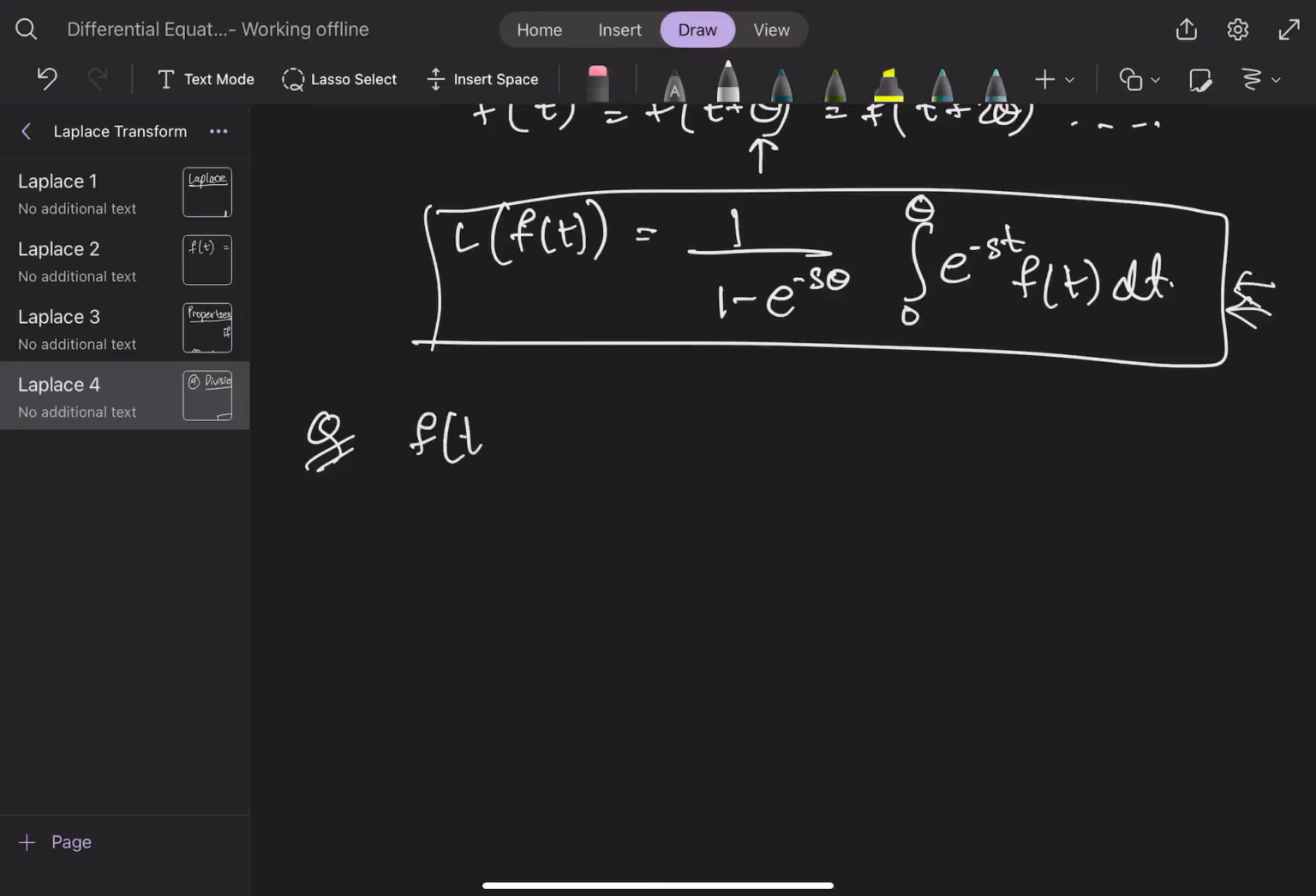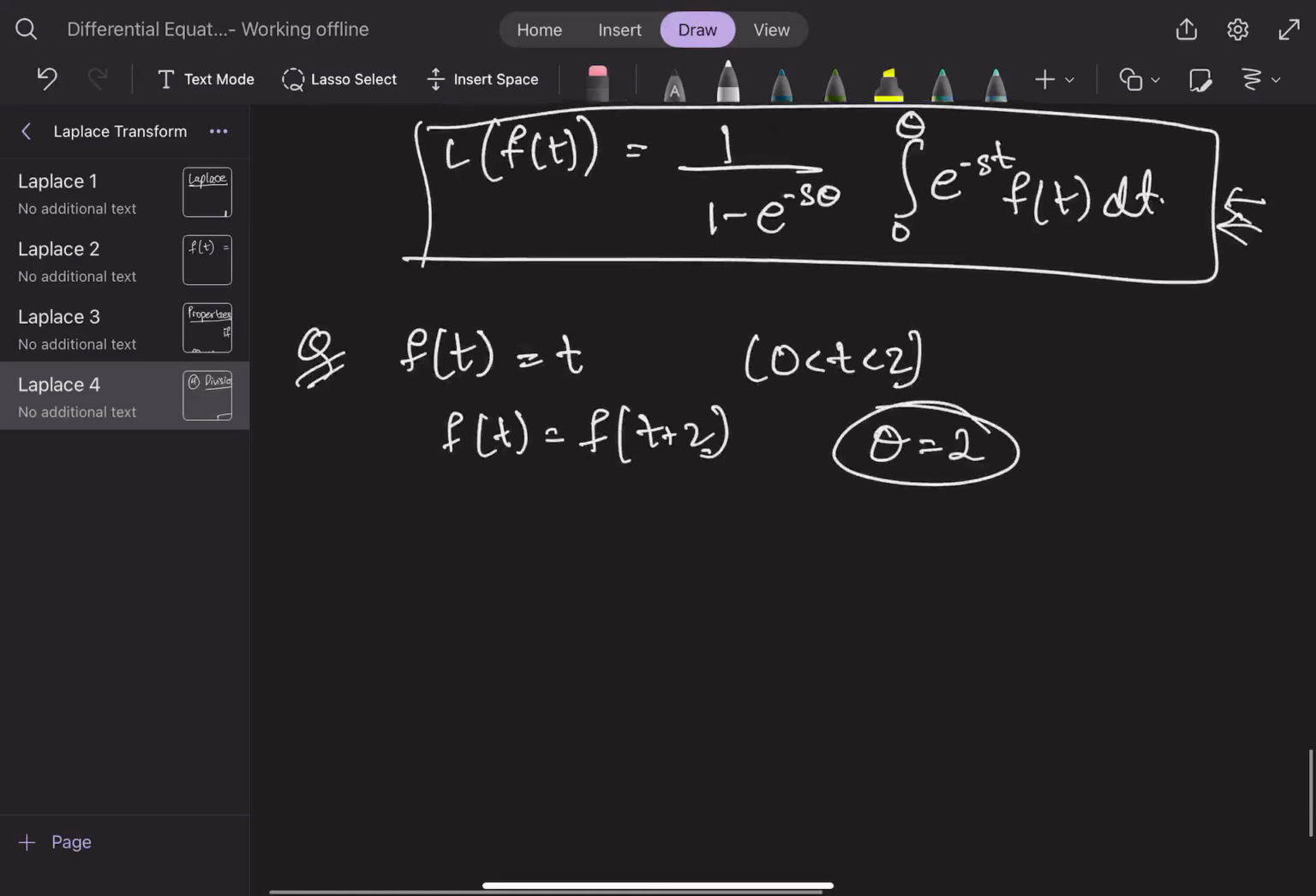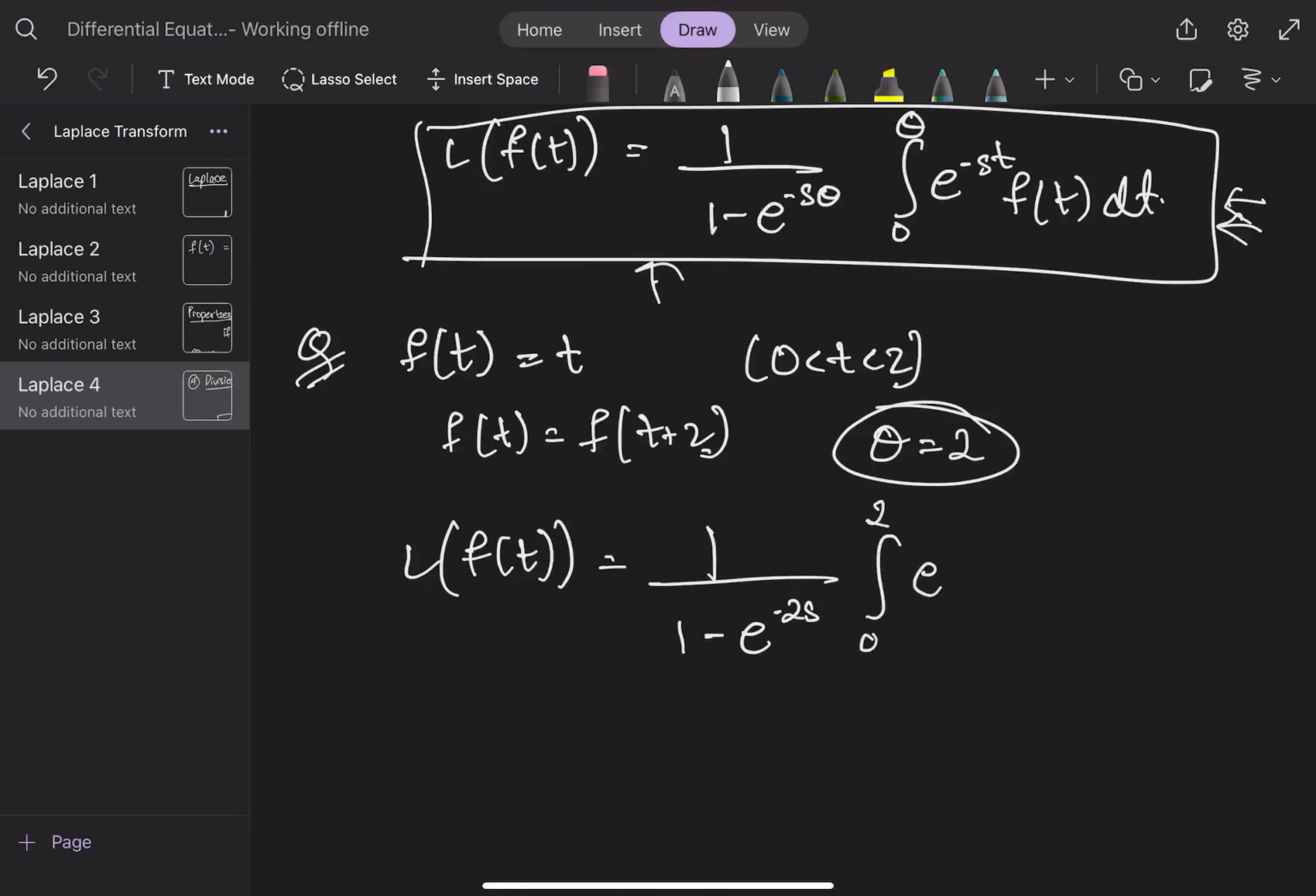f(t) is equal to t, where t lies between 0 and 2, and f(t) is equal to f(t plus 2). If you compare it with this, that means your theta is equal to 2. So let's put it in this equation. So Laplace of f(t) will be 1 upon 1 minus e raised to minus 2s, integral 0 to 2, e raised to minus st, and f(t) is t dt.